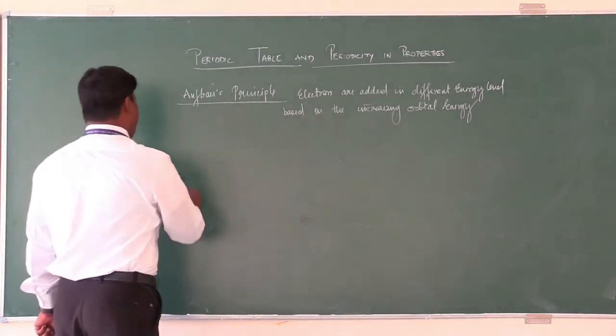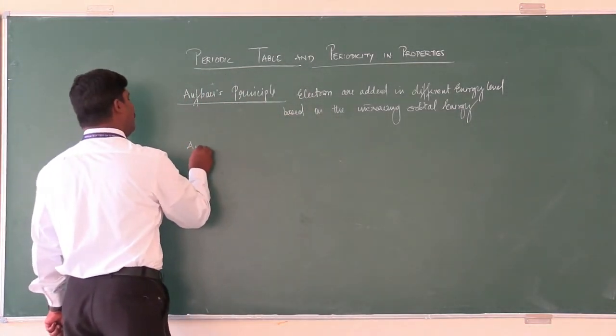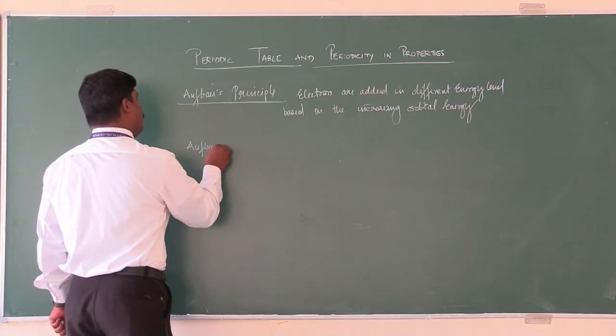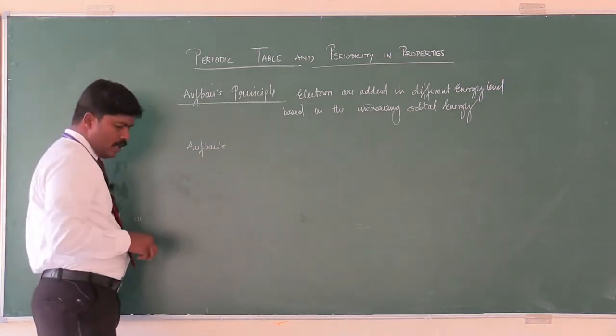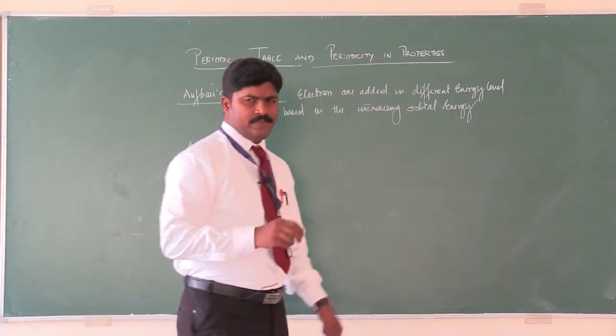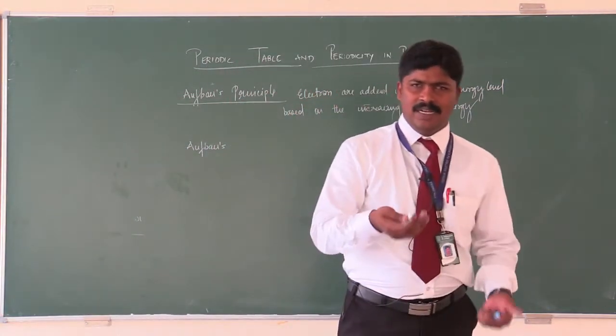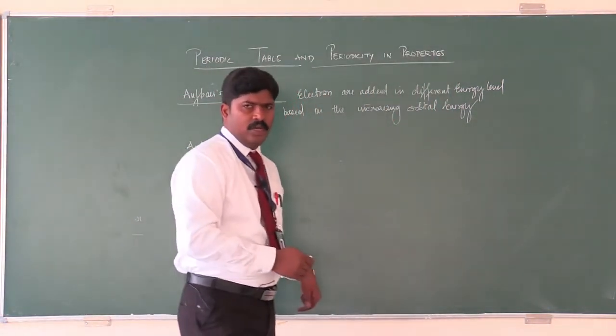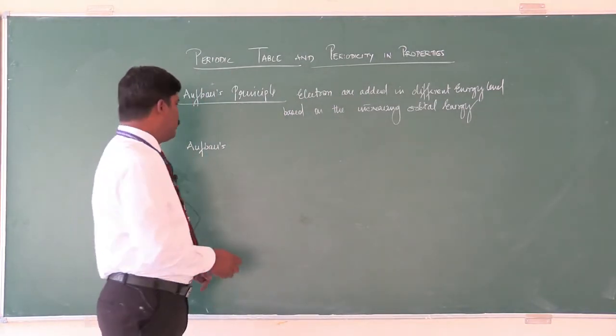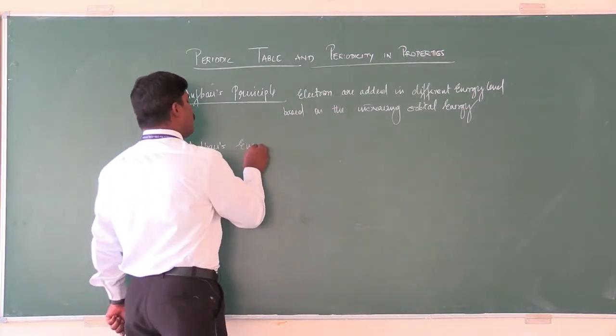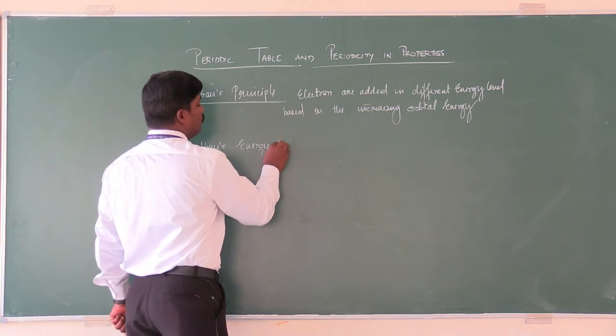We also have something called Aufbau's energy level diagram. Many of you have come across it in the state board syllabus. Of course, in the central syllabus we have a slightly different way of learning, but you need to learn this method also to write the electronic configuration. This is called Aufbau's energy level diagram.